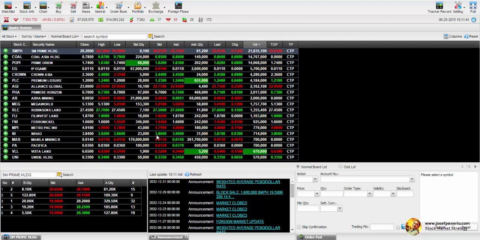Basically, you have your list of navigation menus on the upper portion of the screen. So this is the navigation menu that you have: watch list, stock info, chart, buy button, sell button, market news, market summary, order book, your portfolio, and the exchange, the PSE equities, and the foreign flows.